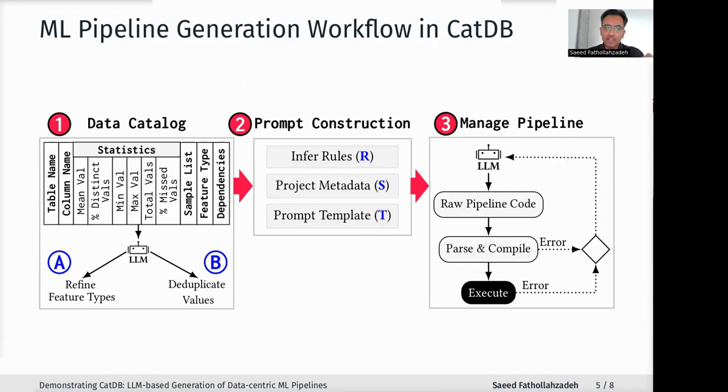For syntax errors, such as incorrect Python syntax or missing imports, it is automatically corrected or resubmitted to the LLM for correction. For runtime errors, issues such as incorrect features, transformations, or incompatible data types are identified during pipeline execution. CatDB iteratively refines the pipelines, ensuring successful execution. This comprehensive error management ensures that the generated pipelines are robust, executable, and reliable.